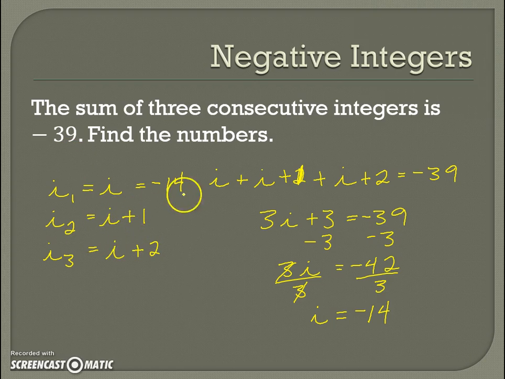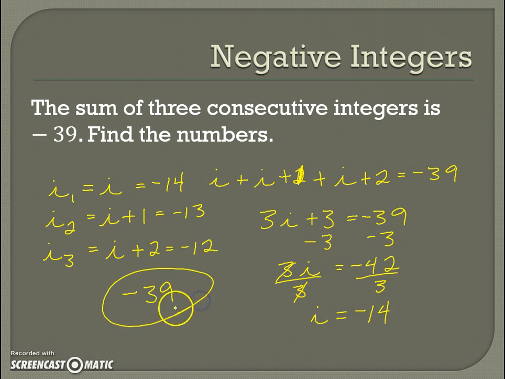Remember, a consecutive integer, if I'm going up, moving left to right on the number line, the next integer is actually negative 13. And then the one after that is going to be negative 12. So be very, very careful on this. And if you add these together to double check, it is negative 39.